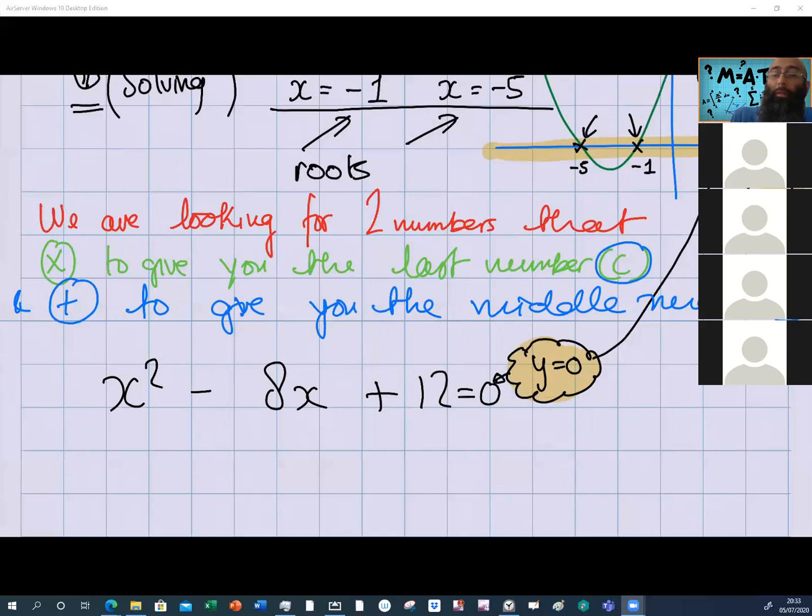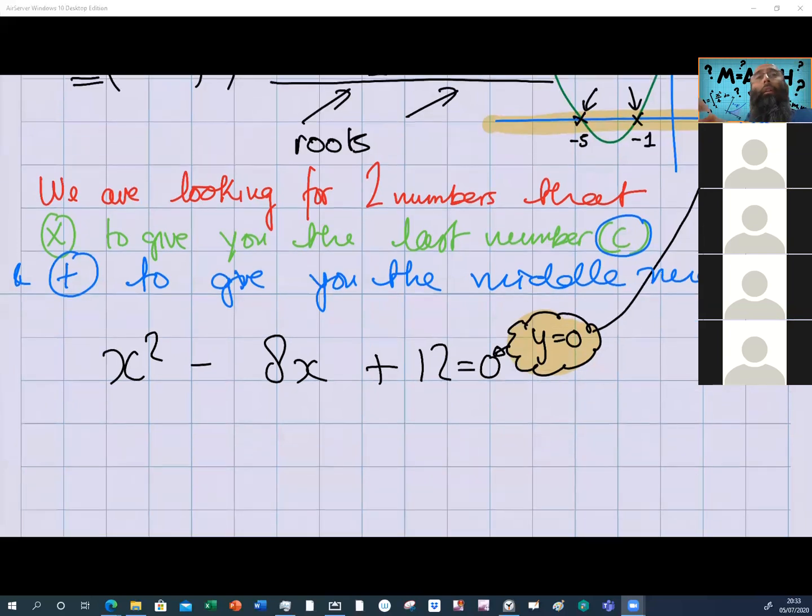Okay, so Eliza, tell me, in this particular question, what are the numbers which we are interested in? Minus 8 and 12. We've got plus 12 and minus 8. So we are looking for two numbers that multiply to give us plus 12.